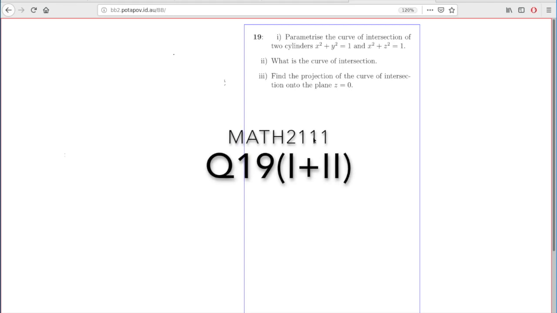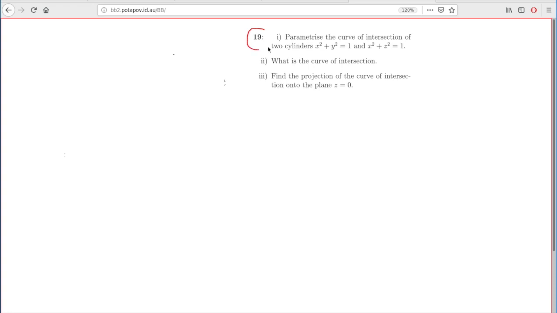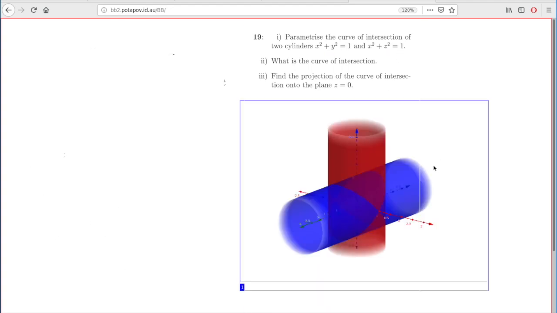In this video, I will explain how to solve question 19, part 1 and part 2, specifically part 2 as a matter of fact. So, look what we have. We have these two cylinders in 3D. Here they are. Two cylinders in 3D. We have to describe this curve of intersection.